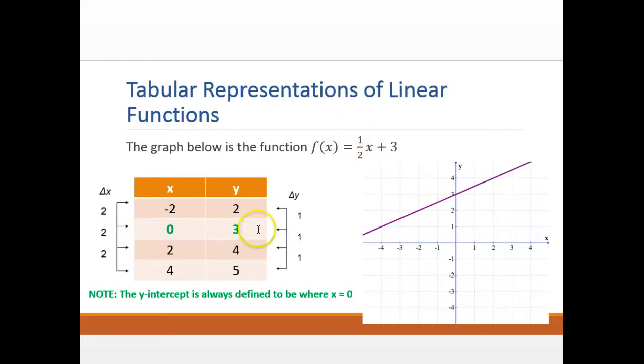And again, if I look at my table, by definition, your y-intercept is always where the x value is 0. So here is 0, 3. This is the 3 in my function.